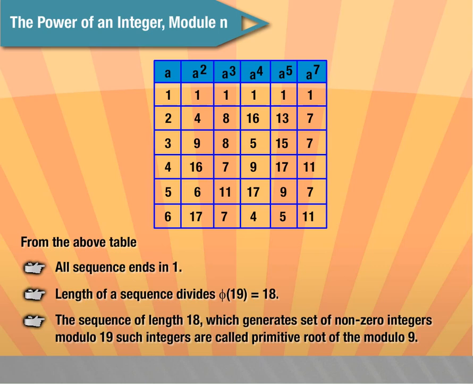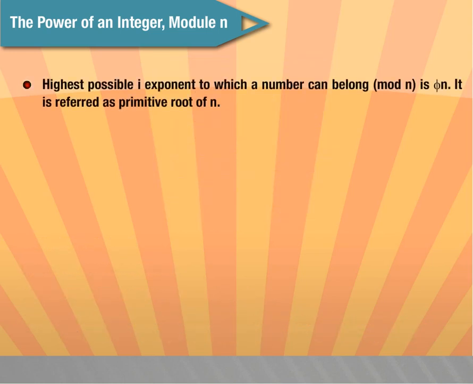The sequence of length 18 generates the set of non-zero integers modulo 19. Such integers are called primitive roots of modulo 19. The highest possible exponent to which a number can belong, mod n, is phi of n. It is referred to as a primitive root of n.